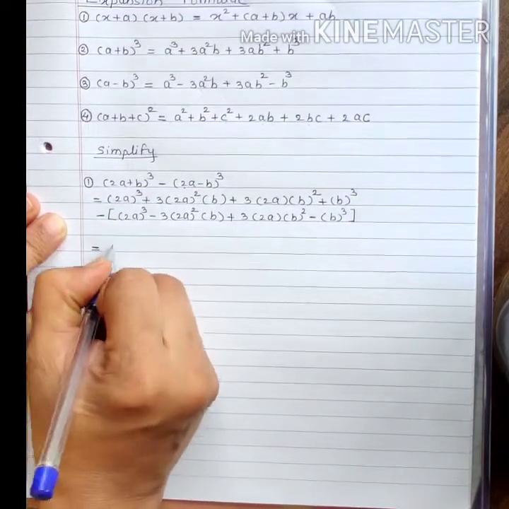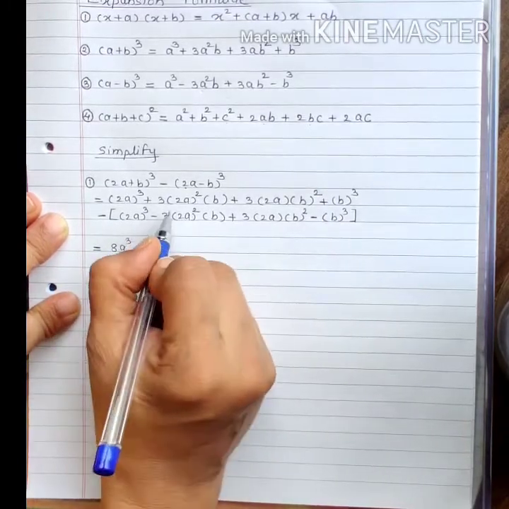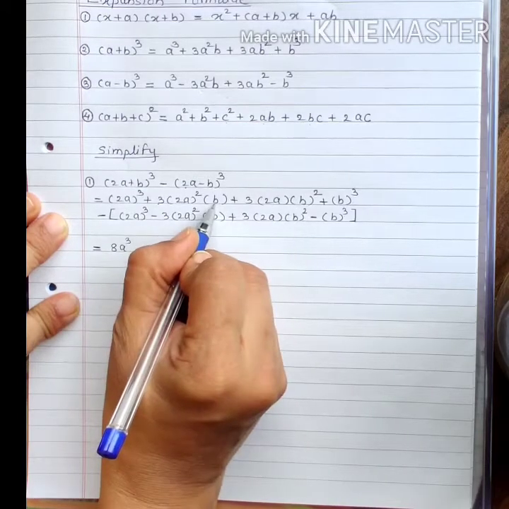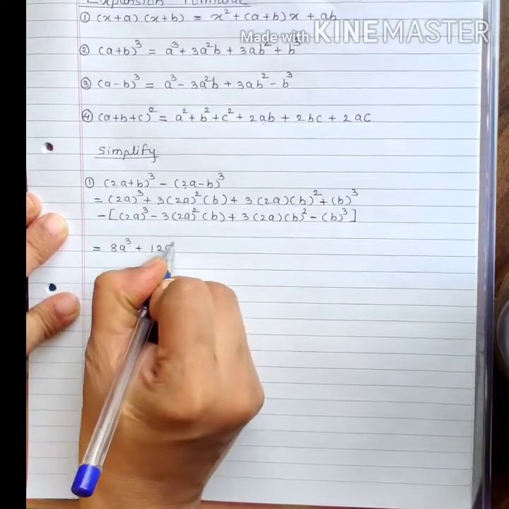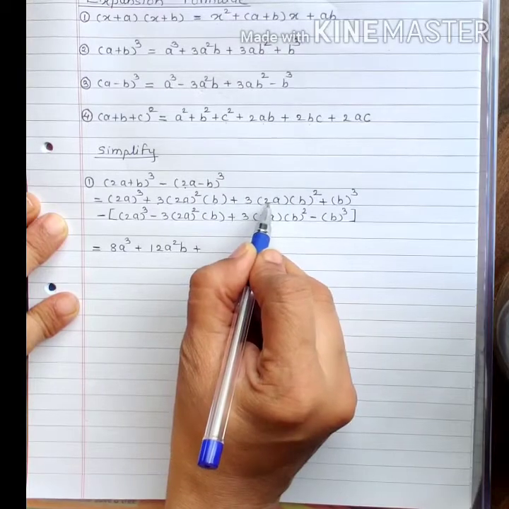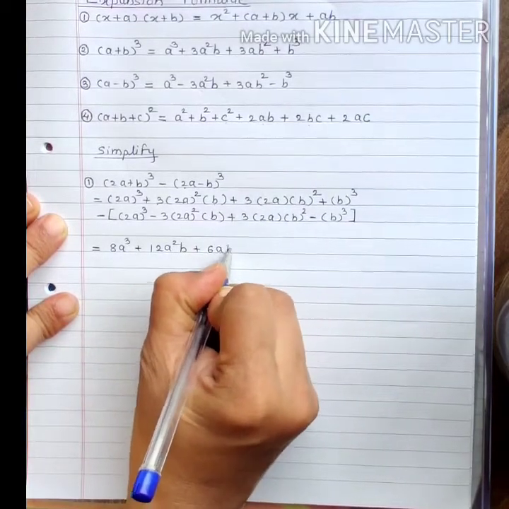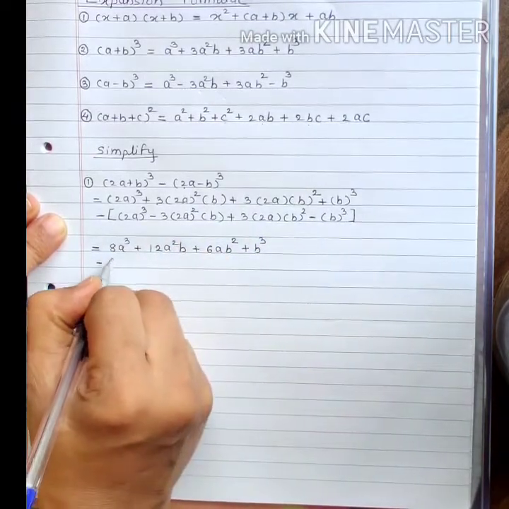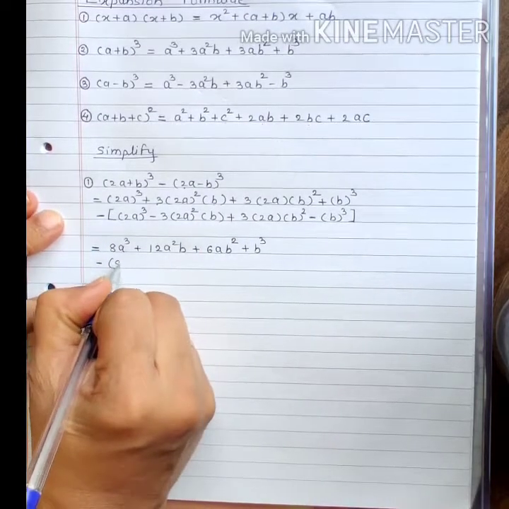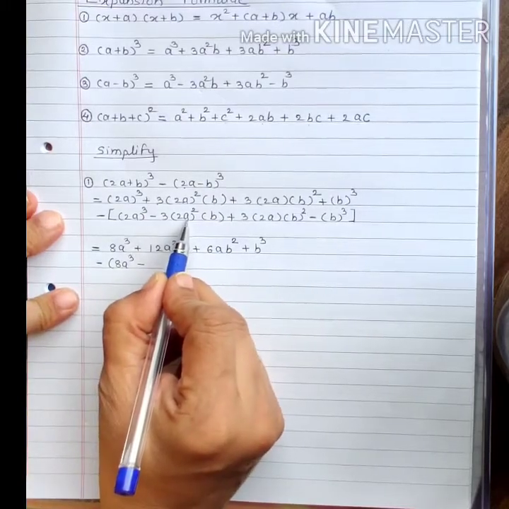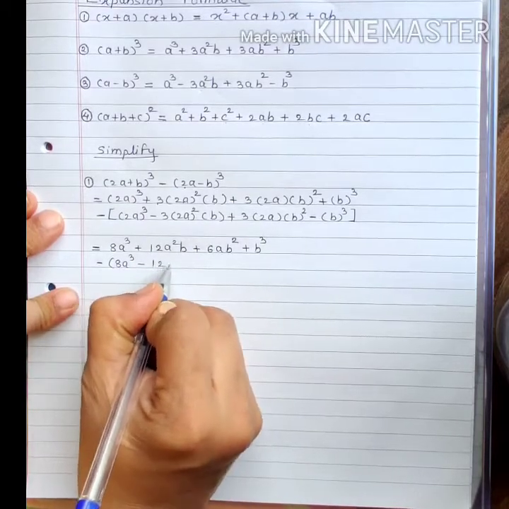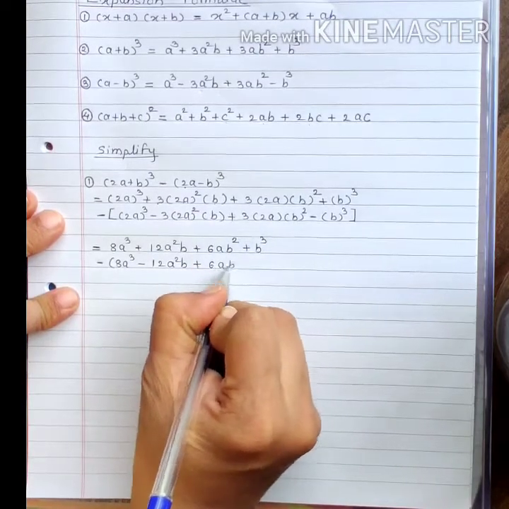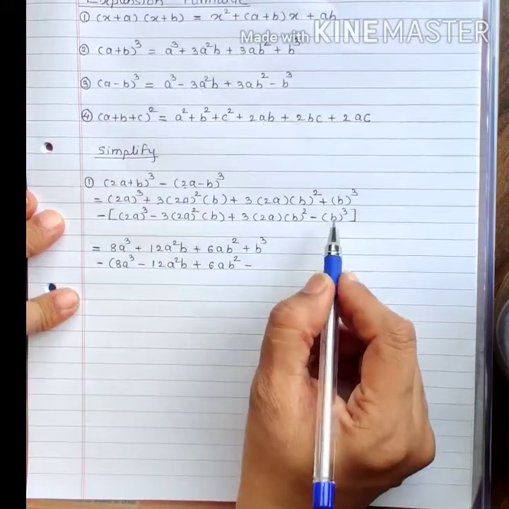So now we will solve each term. Cube of 2a is 8a³. Square of 2a is 4a², and 4a² into 3 into b is 12a²b, plus 3 into 2a, 6a into b², 6ab², plus b³. Minus the expansion of this bracket: 8a³ minus 3 into 4a² into b, that comes 12a²b, plus 3 into 2a into b², it is 6ab², minus b³.